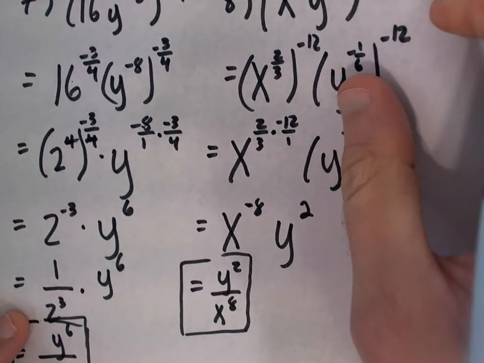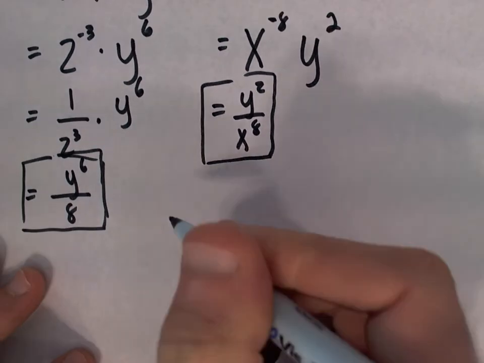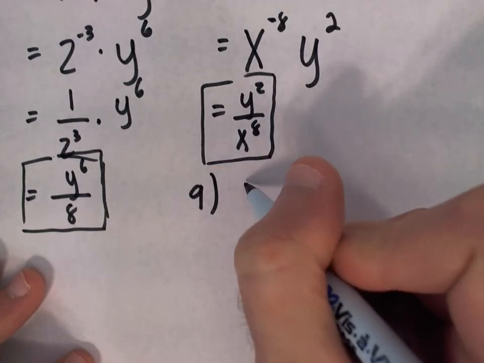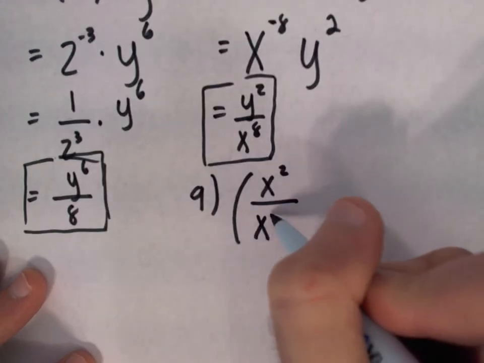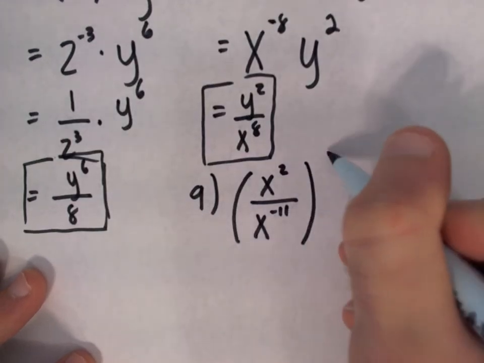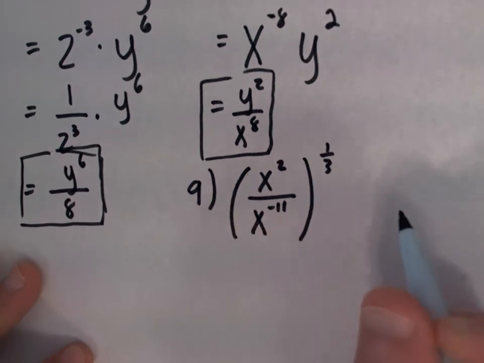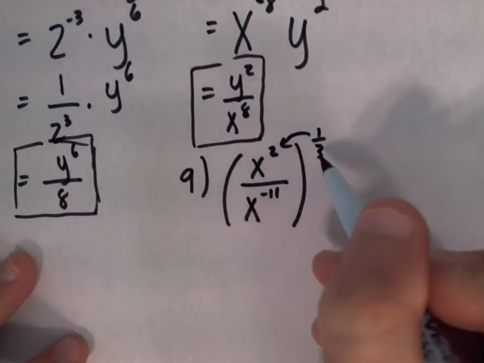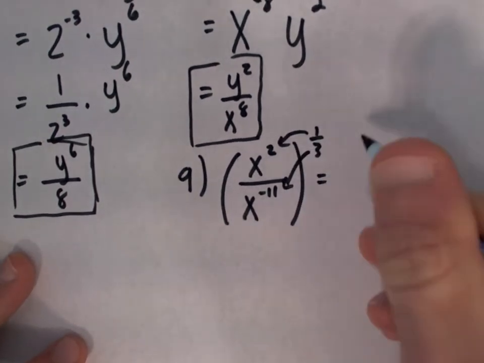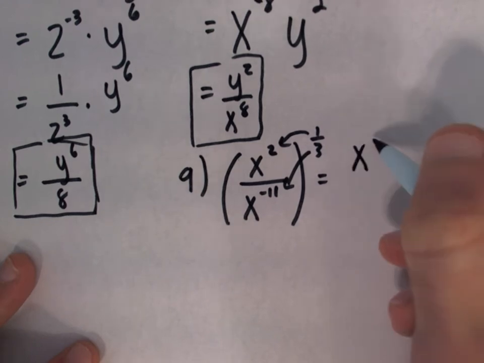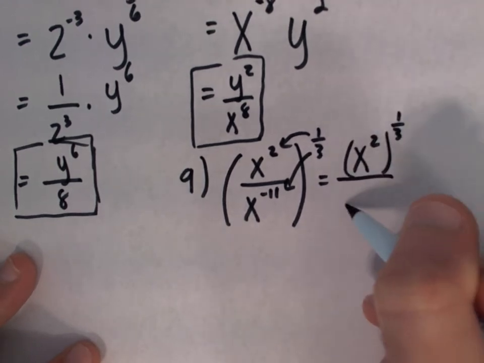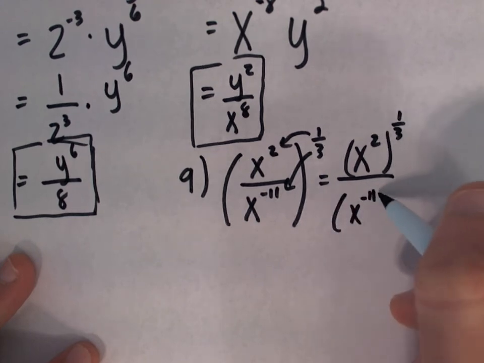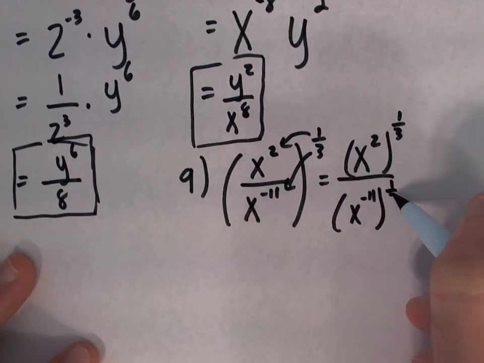Looks like we have time for one more, so let's just do one more simple one. Number 9. Let's say I have a quotient, x squared over x to the negative 11th, all to the 1/3. Again, same thing with a quotient. You give this exponent to both. So we have x squared to the 1/3 over x to the negative 11th to the 1/3.